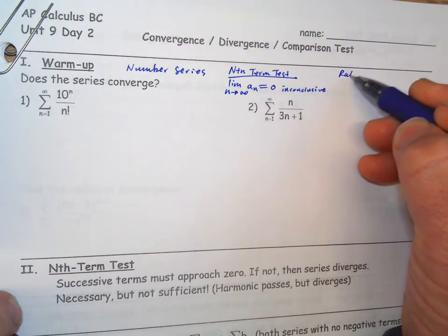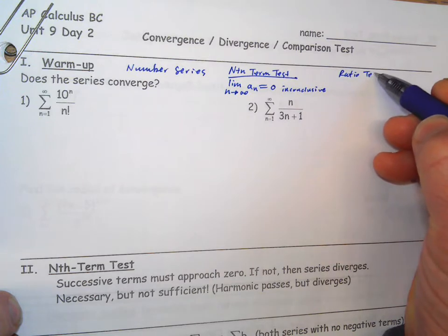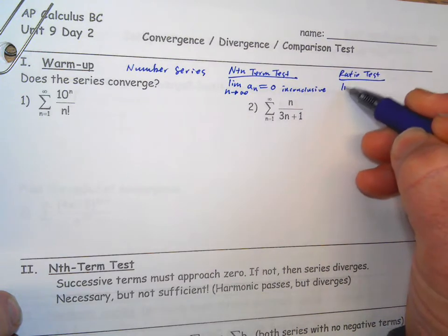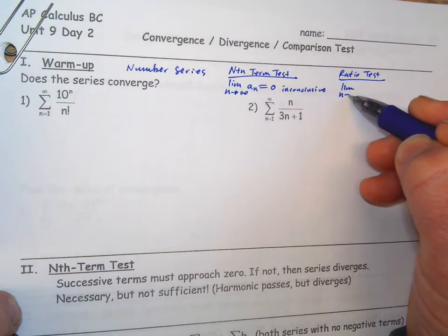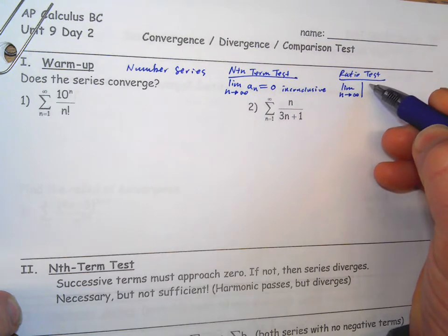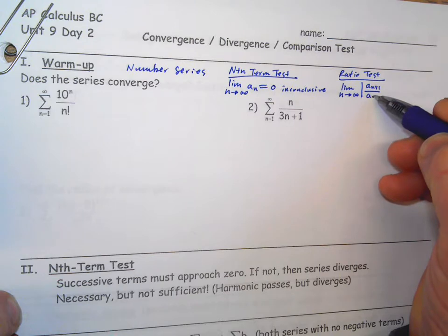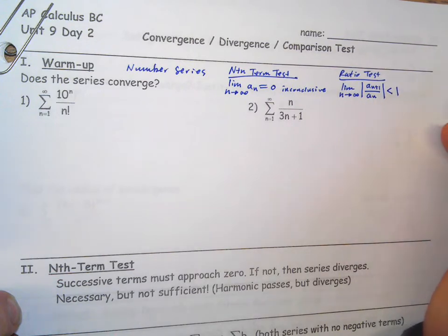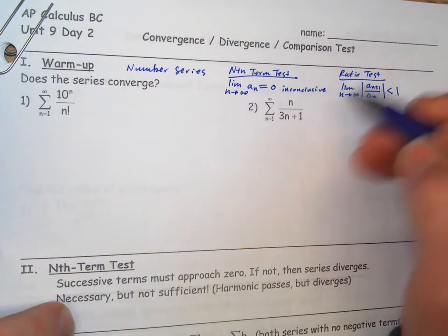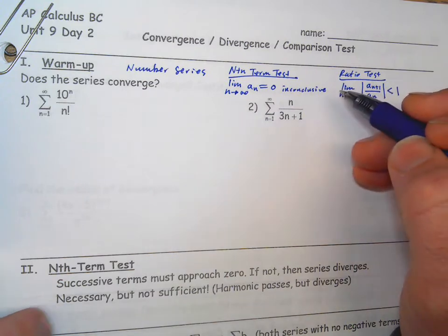And then we have the ratio test, which says the limit as n goes to infinity of the absolute value of the n plus 1 term divided by the nth term should be less than 1. So go and try these, pause the video and try these on your own.